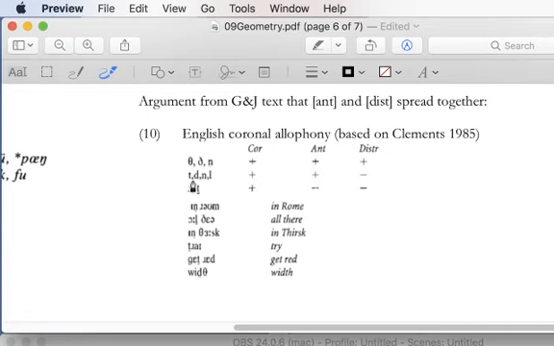Here are the alveolar ones, t, d, n, and l. These ones are also coronal, and they're anterior. They're made further towards the front of the coronal area, but they're minus distributed. These are really done with just the tongue tip.